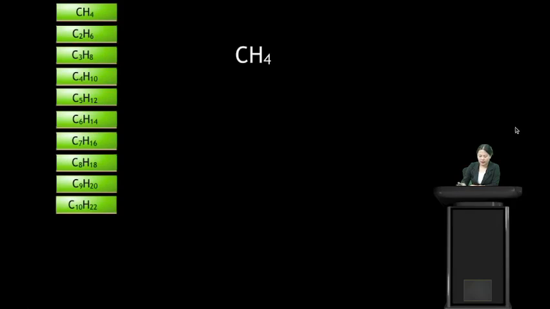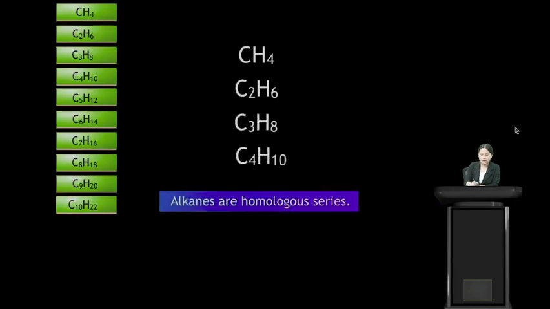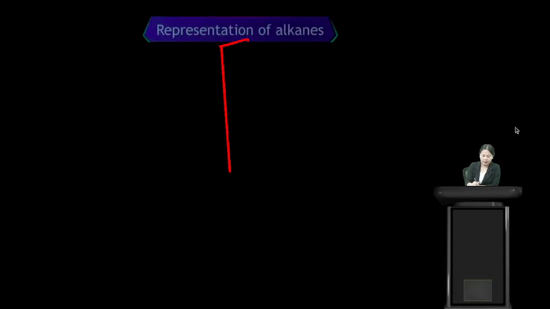So here we have CH4, C2H6, C3H8. Now when we look at these compounds, can you identify what type of compound this is? So these are alkanes. Yes, students, these are examples of alkanes. So alkanes are a homologous series.